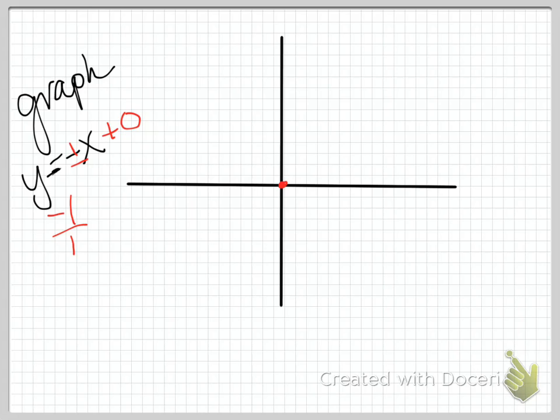So if I go down 1, then I have to go to the right. If I go up 1, that's positive, but I need it to be negative, so I need to go to the left. And then I need to connect my points with arrows. And it is a negative slope, so it should be decreasing, and it is.